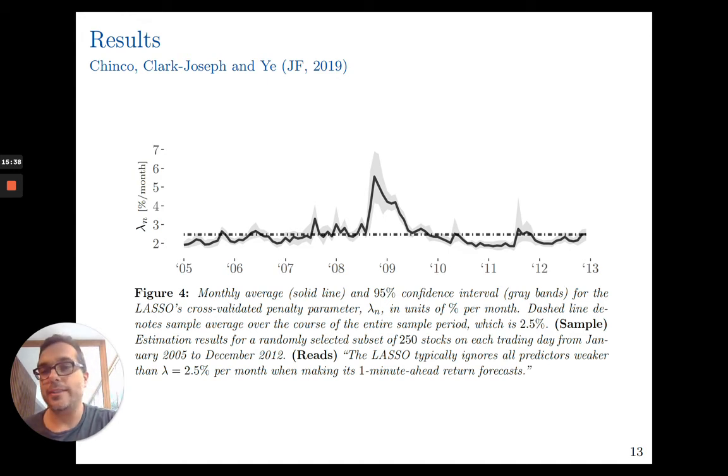And they also report the estimated lambdas, and here they make a claim that the Lasso typically ignores all predictors weaker than lambda equals 2.5% per month when making its one-minute-ahead forecast returns. Do you think this is correct? Remember the first block of lecture 3. Do you really think this is correct? Can we say that lambda is directly related to beta in general situations? Think about that. We are going to discuss this during our live session. Okay?